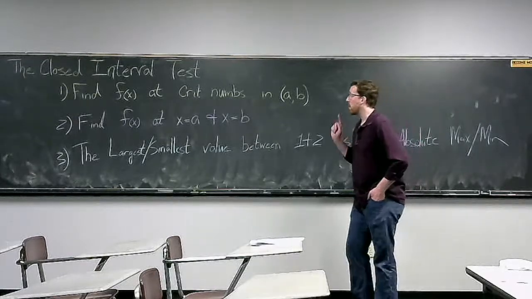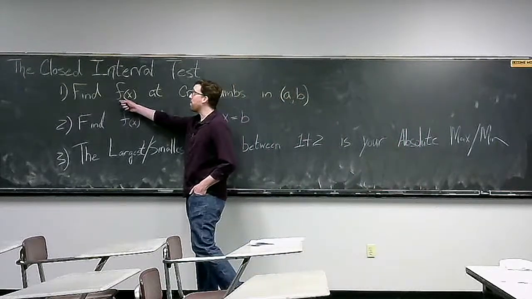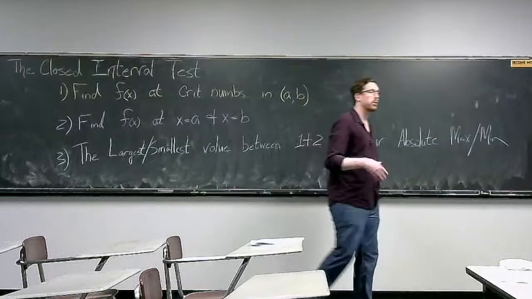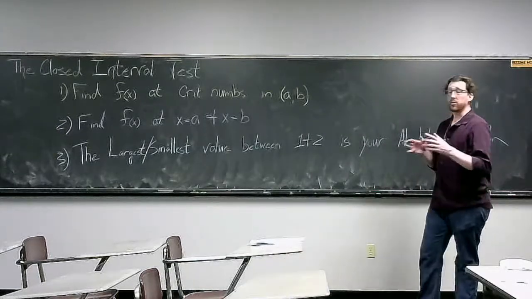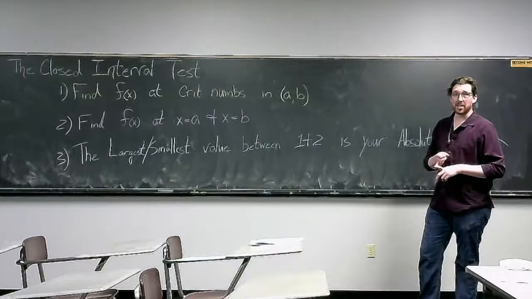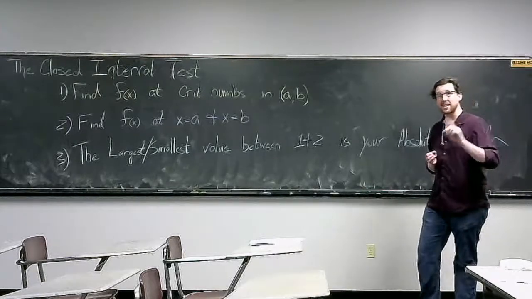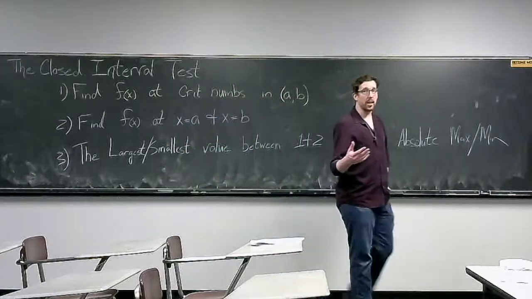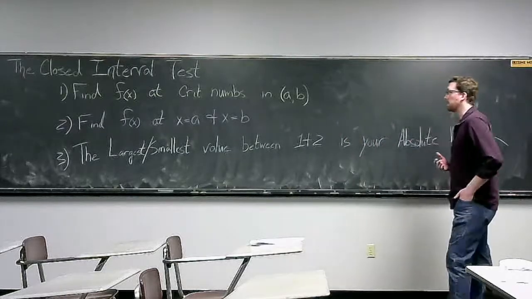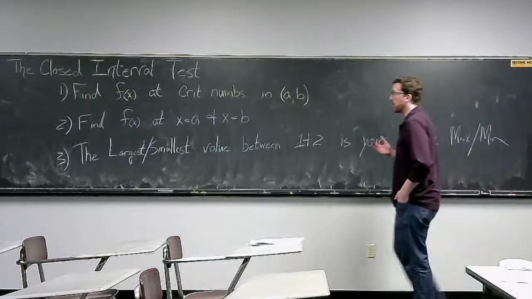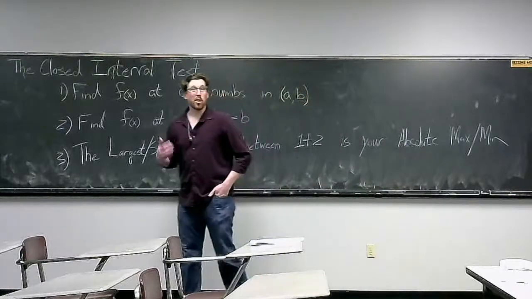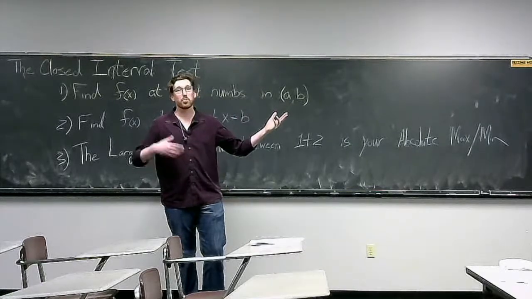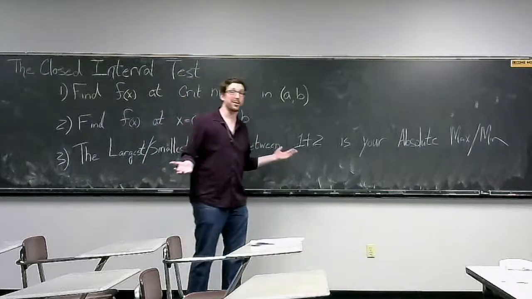Then, you want to find out what your function is evaluated at those critical values, at those critical numbers. In other words, find those critical numbers, then find out what your function is at those critical numbers. The next step is to find out what your function is at x equal to A and at x equal to B. From there, you're just going to pick the largest and smallest values accordingly, right? The largest value will give you your absolute max. The smallest value will give you your absolute min. That's all there is to it.